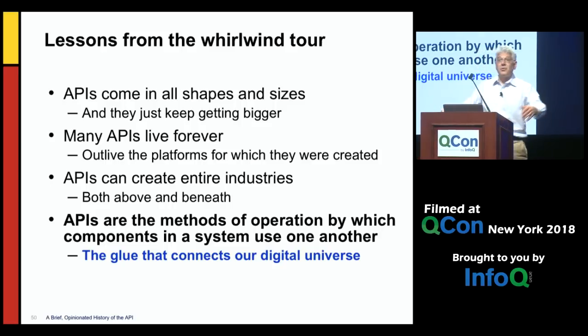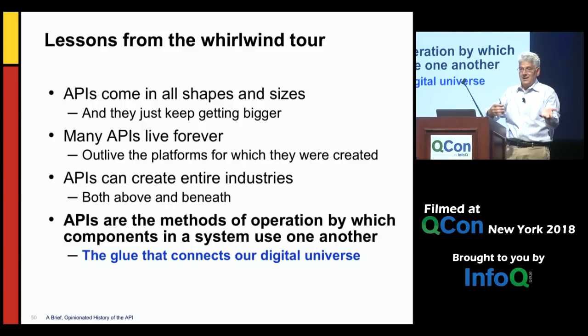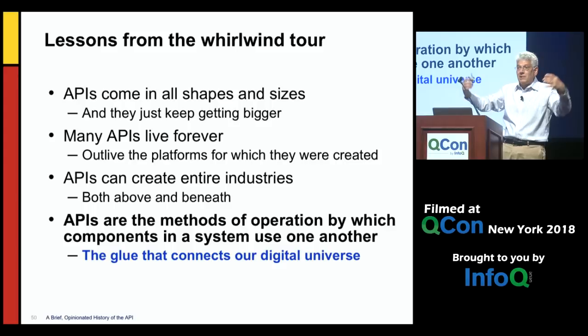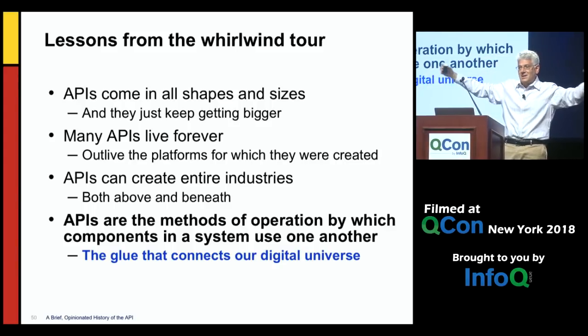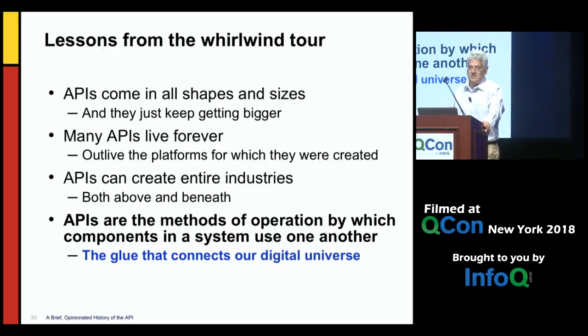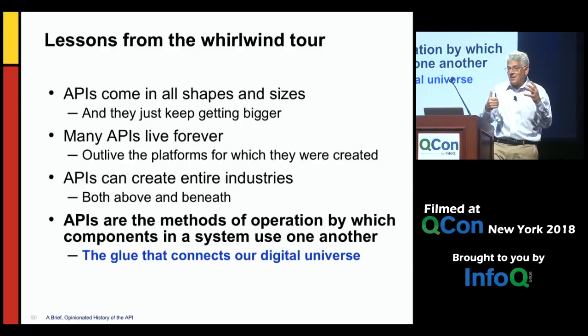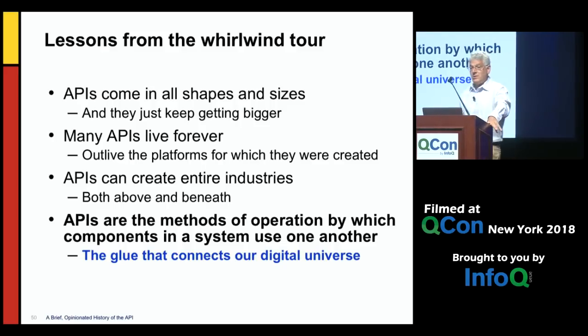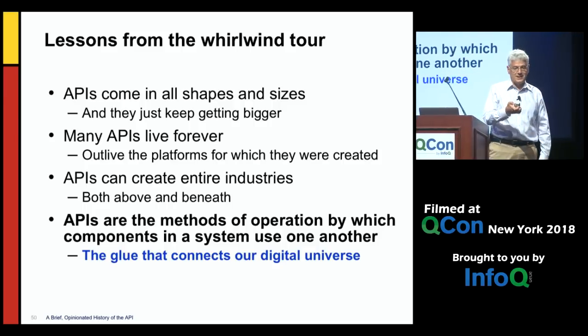Many of them live on forever, often way past when the original hardware for which they were written dies, and they create entire industries, both above them, where people write programs to the API, like the programs that ran on Windows, and below them, where the entire IBM compatible PC industry was re-implementations of the BIOS and so forth. And in summary, APIs are the methods of operation by which components in a system use one another. So they are basically the glue that connects the digital universe.